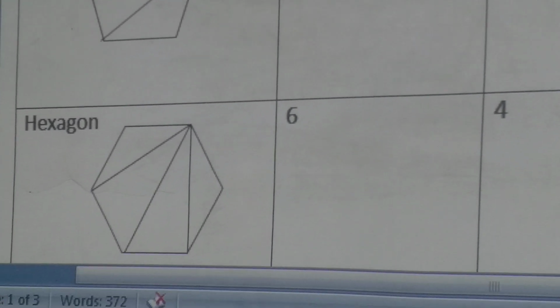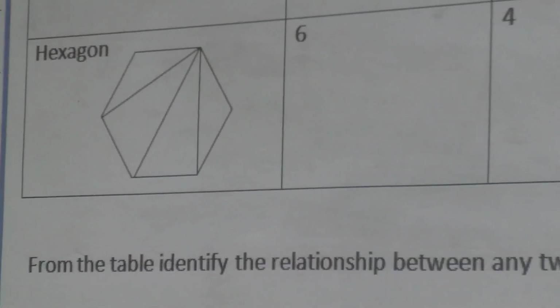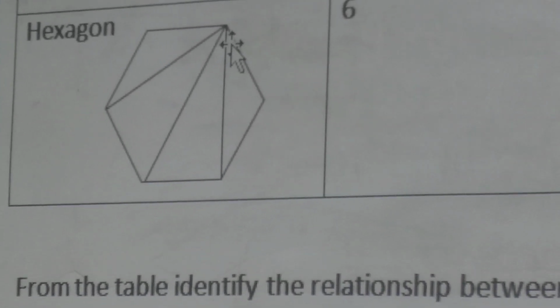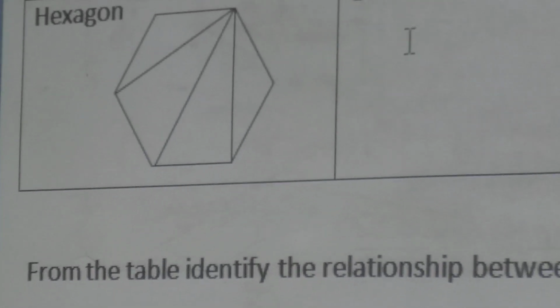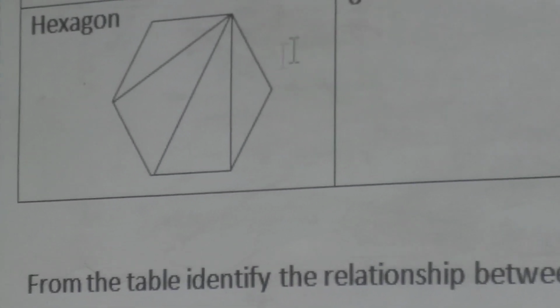And we go on to the hexagon, that has 6 sides. With the hexagon, we draw this line from that vertex to that one, from this vertex to that one, from this one to that, and no other line.